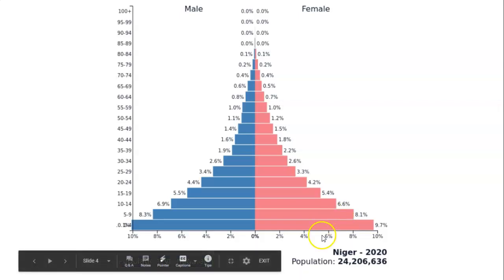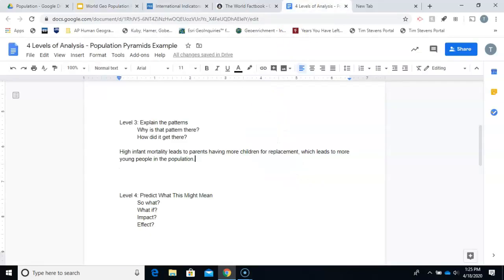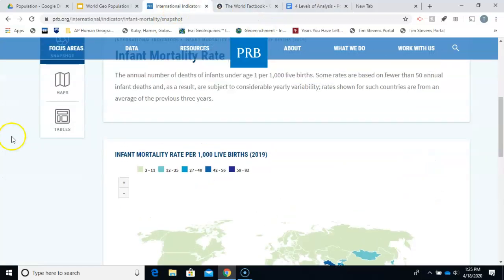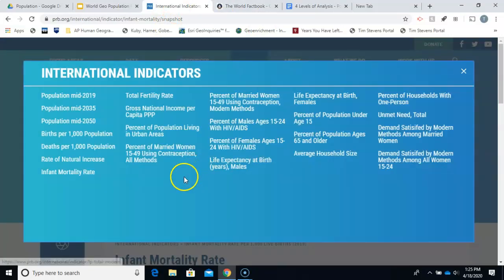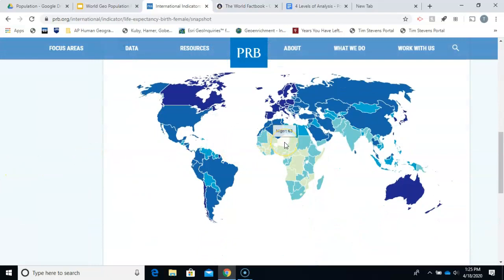Now, why is it that it gets so narrow up here at the top? Well, people aren't living to be a long age. They have what we call a low life expectancy. And if we go to our Population Reference Bureau, we can see the life expectancy. Let's just take females for example. Females in Niger will only live to about 63. That's pretty young, right? If you look at some of the countries of Europe, 85 in France, or the United States, which is 81. What about males?